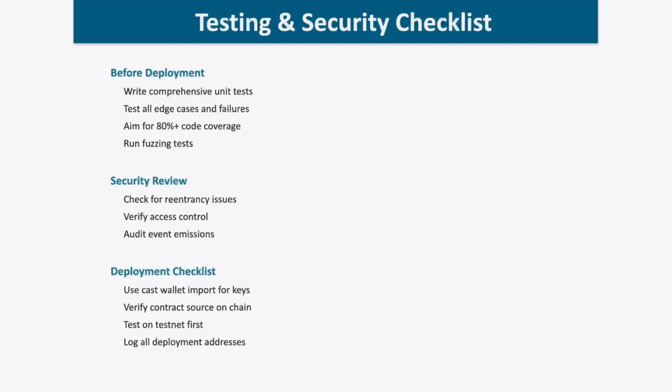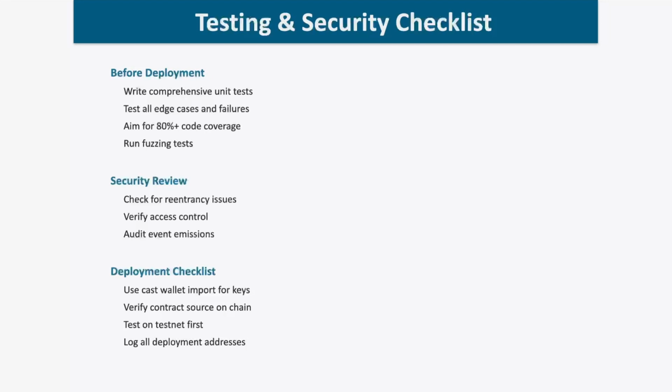Before deployment, write comprehensive unit tests. Every function, multiple test cases per function. Test all edge cases and failure scenarios. What happens if someone passes 0? What if they pass the maximum value? Aim for 80% code coverage and use forge coverage to check.